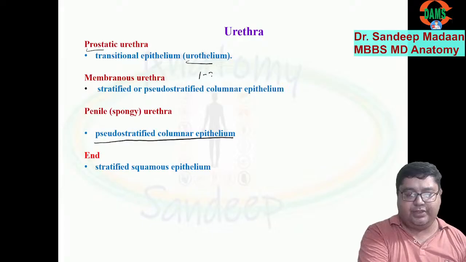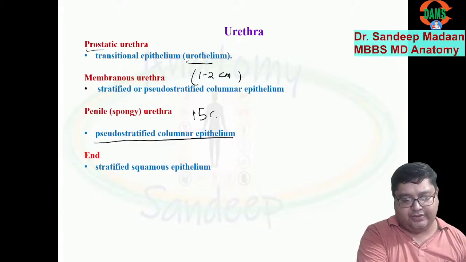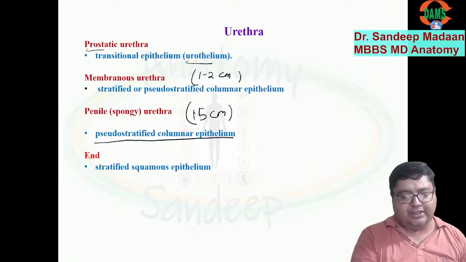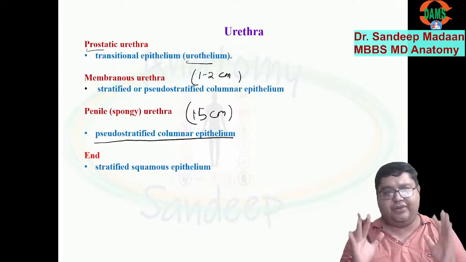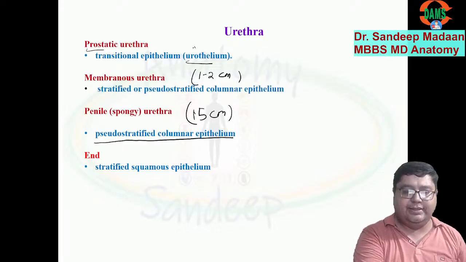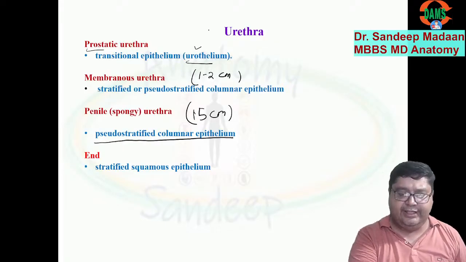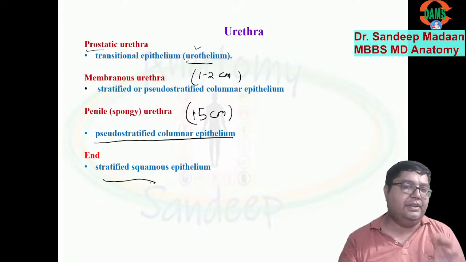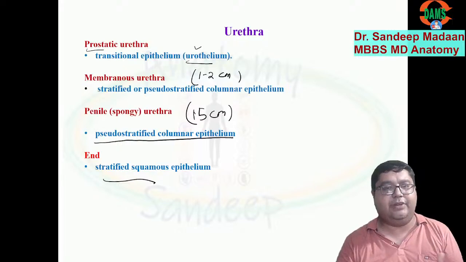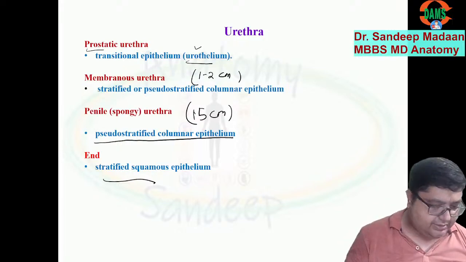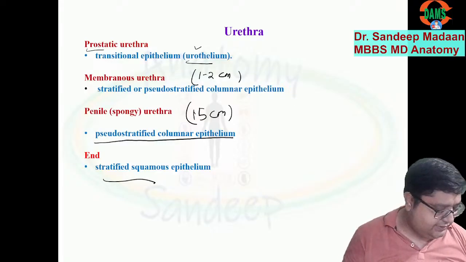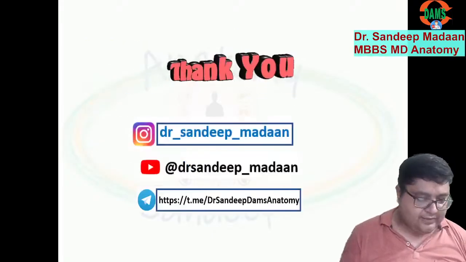Membranous is only 1 to 2 centimeters. Penile is around 15 centimeters. So basically, we can consider pseudo-stratified columnar for a significant length. So remember, the beginning is the urothelium, the end will be stratified squamous, and in between, which is significant, is pseudo-stratified columnar epithelium. This is how we can remember. I hope that makes sense, dear friends. Is it all clear, everyone?